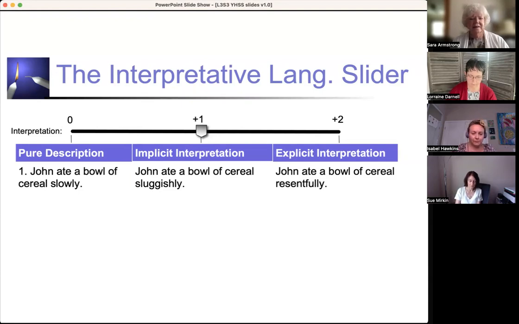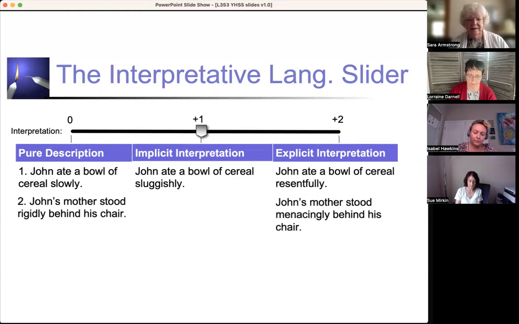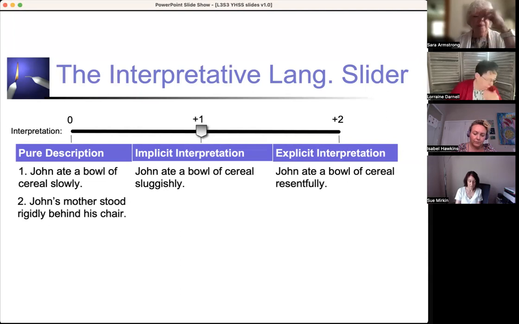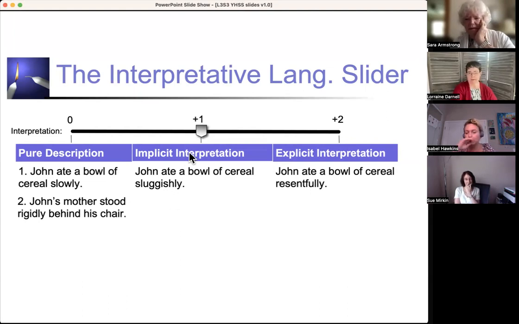Okay, moving along. Pure description: John's mother stood rigidly behind his chair. Rigidly has a little bit of interpretive quality to it, but it could be rigid because she was just like that, or because her back hurt, or because she'd had several vertebrae fused or whatever. So I call it pure description in this case.